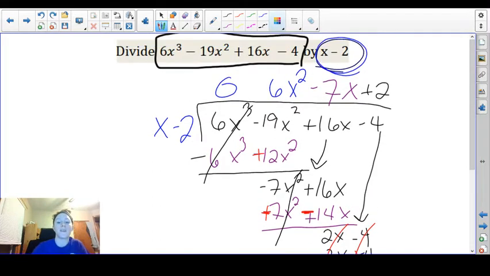So my final answer, just like my final answer last time, was whatever was left on top. Oh, we're going to go with green. So my answer is 6x squared minus 7x plus, wow, it's rough.